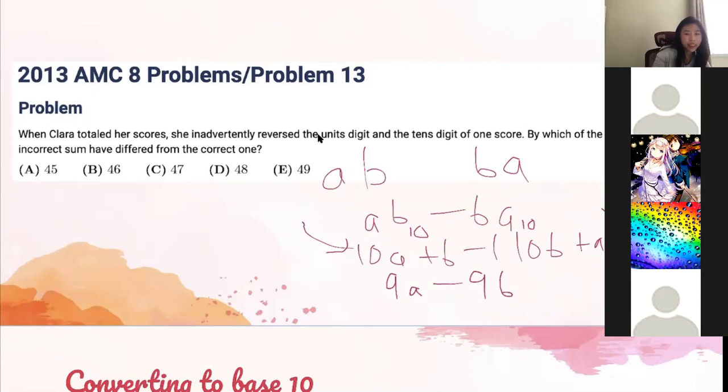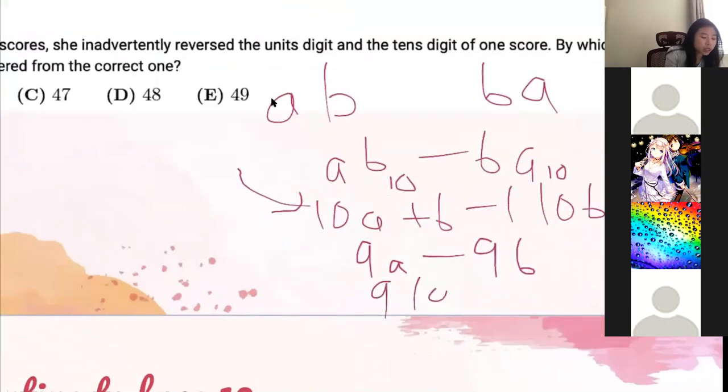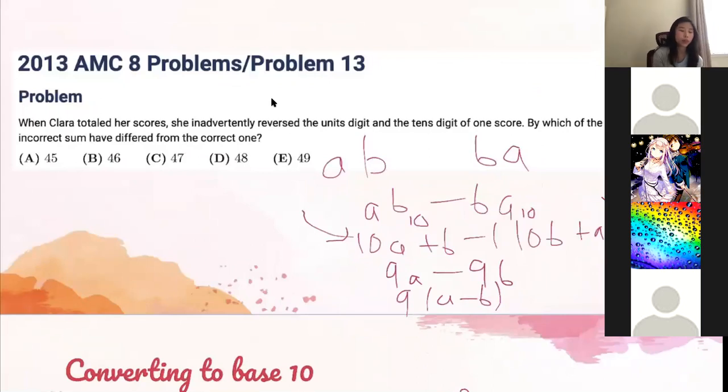Okay, final hint: notice what both of these are factors of. Okay, so the answer is A. This is just 9 times A minus B, right? A and B are both integers, so it has to be a multiple of 9, which leaves you with 45.